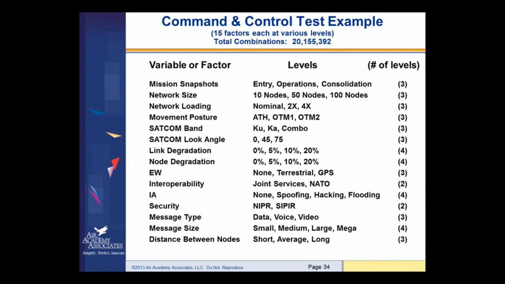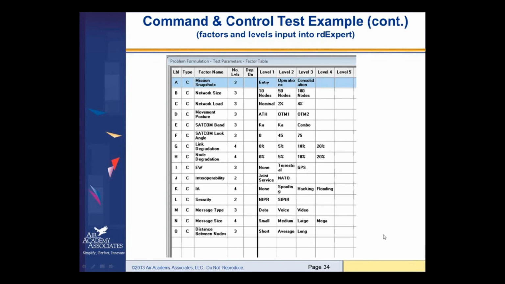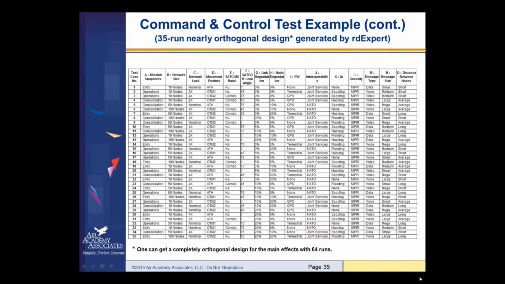Here's one for 15 factors each at a number of levels. It's a command and control test example. And you can see the variables or factors and the levels that are being tested. If you multiply all of these levels together, you will get more than 20 million combinations. So clearly, you cannot test that many. But if I used RD Expert to put these 15 factors in there, each at the number of levels you see there, it will generate a 35-run nearly orthogonal design, 35 test cases in place of 20 million.